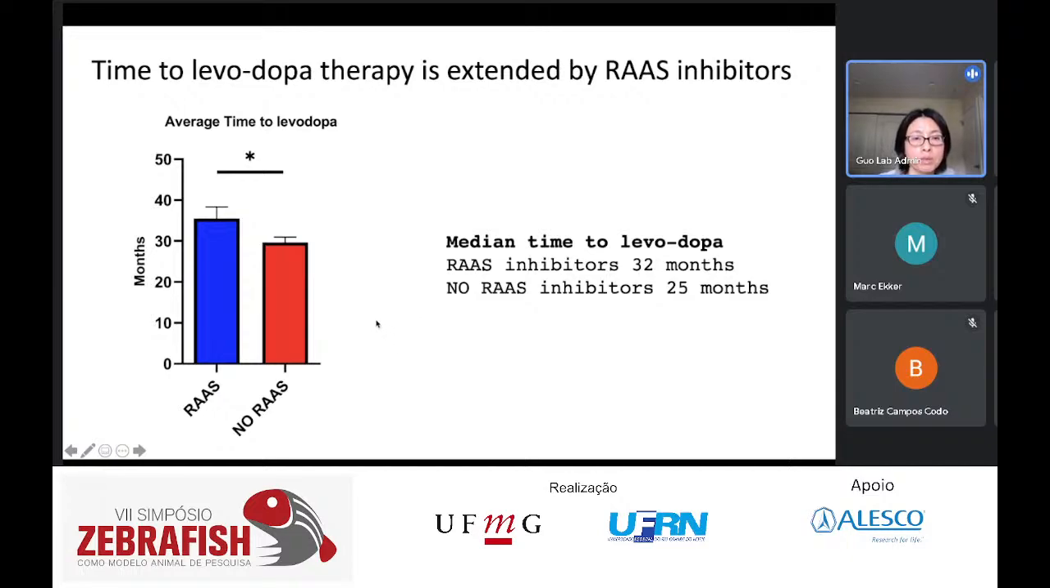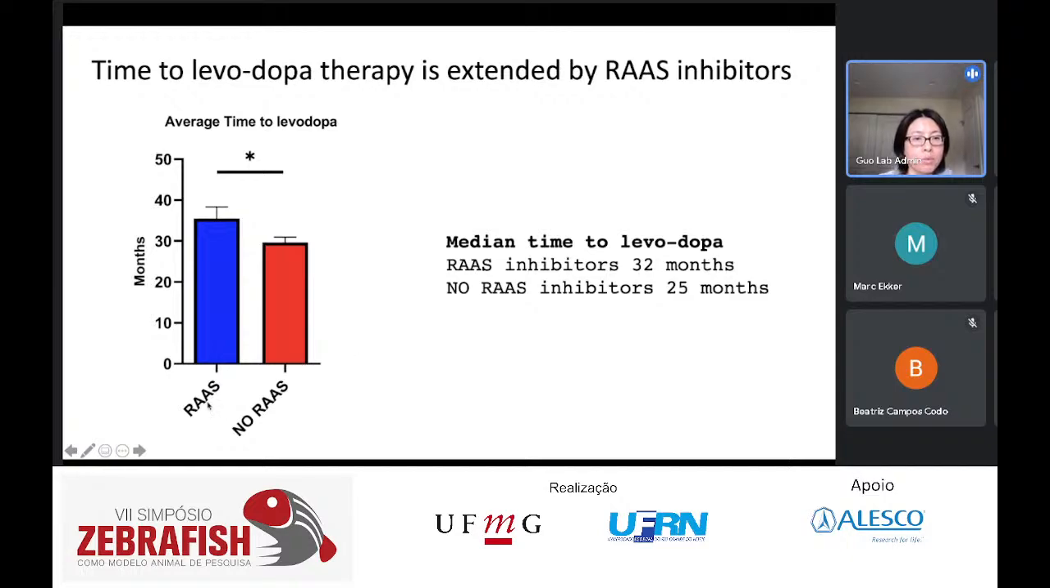So levodopa is still the gold standard for treating Parkinson's disease. However, levodopa has known side effects: after 5 years, the drug effect starts to wear off. And also it can induce unwanted side effects such as dyskinesia. So because of that, neurologists tend to withhold prescription of levodopa until absolutely necessary. Therefore, the time to levodopa therapy can be used as a way to quantify disease progression.